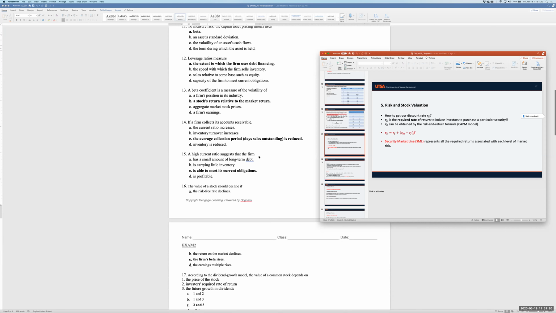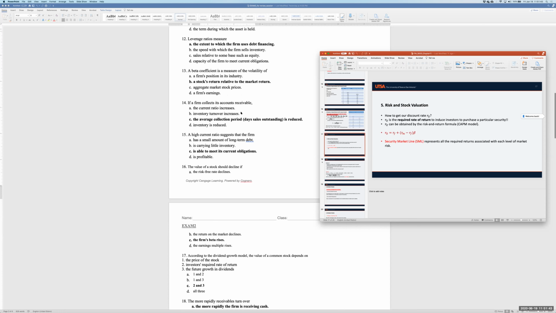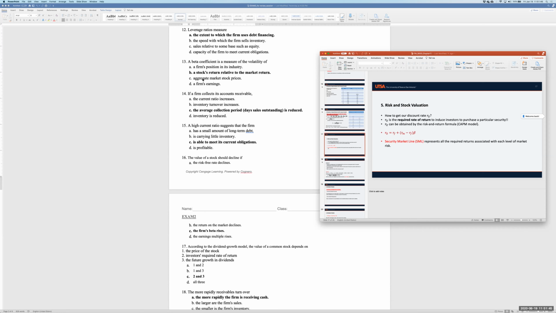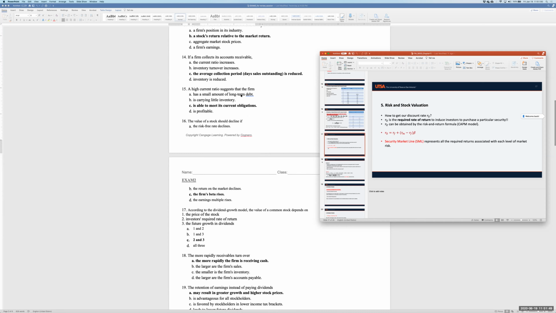Let's go to 13. A beta coefficient is a measure of the volatility of A, a firm's position in its industry, B, a stock's return relative to market return. Same, you see the slide. So the beta coefficient is a measure of volatility of what? Volatility of stock return relative to market return. Yeah, the correct answer is B. It's not C, aggregate market stock prices, no. A firm's earnings, no. Let's go to question 14.